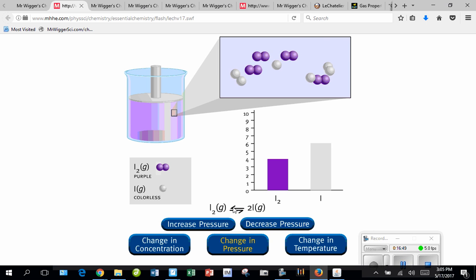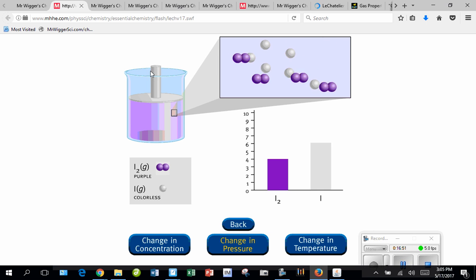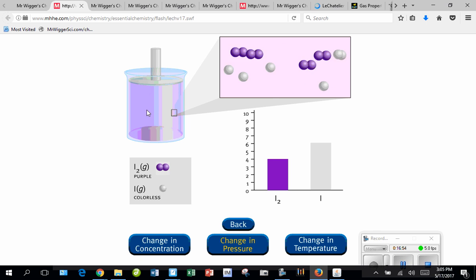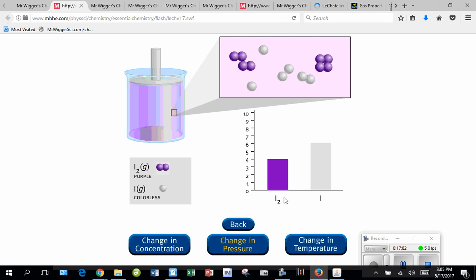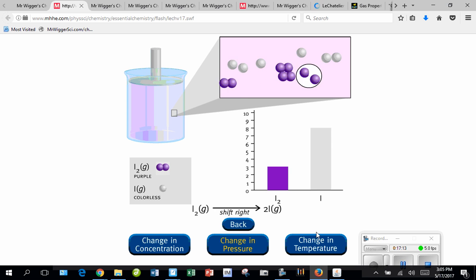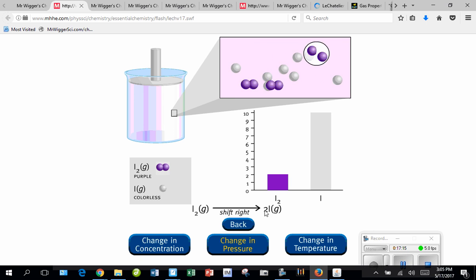Okay, let's go back and let's make a decrease in pressure. We're going to shove that thing up or pull it up. The pressure just went down. Which side has more atoms? Okay, which side has more atoms, or particles, I should say? Has it shifted yet? There it goes. See? It went to the side with more coefficient. Bigger coefficient.